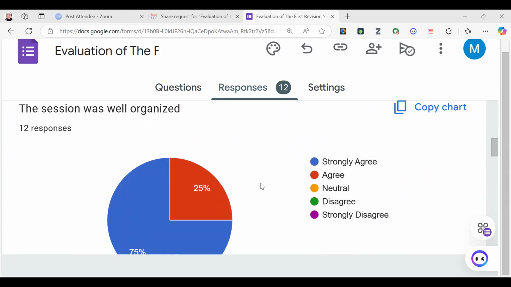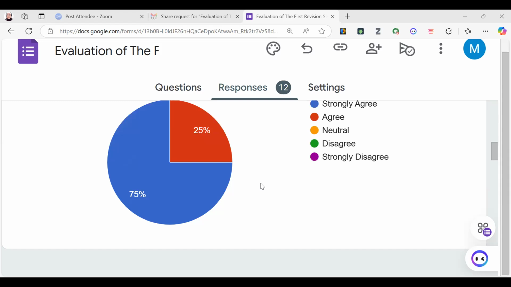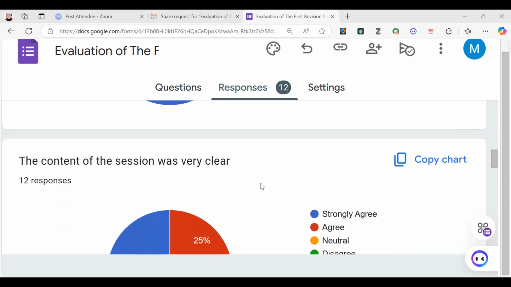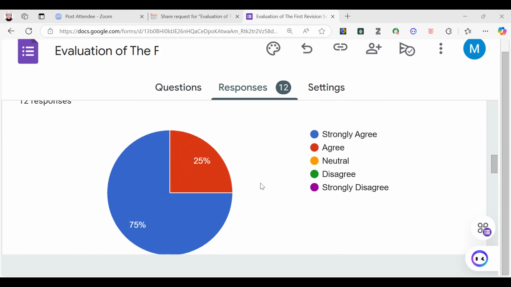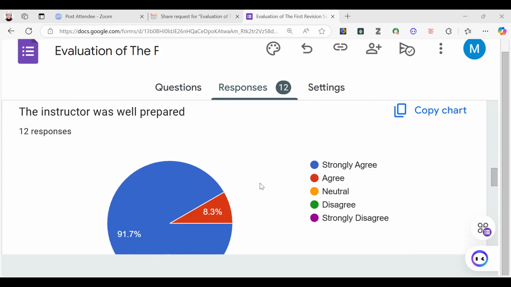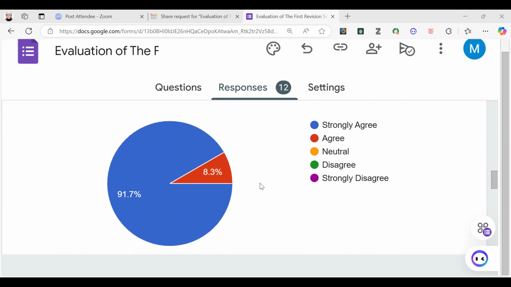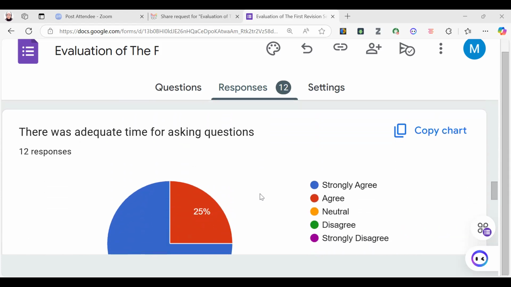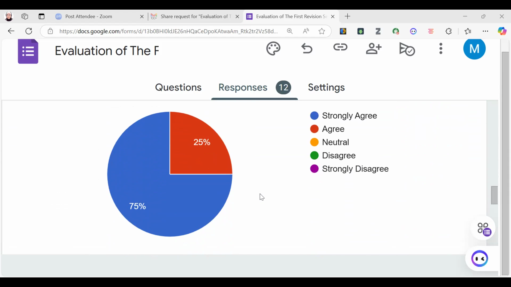The session was well organized: 75% strongly agree, 25% agree. The content of the session was very clear: 75% strongly agree, 25% agree. The instructor was well prepared: 91.7% strongly agree, 8.3% agree. There was adequate time for asking questions: 75% strongly agree, 25% agree.